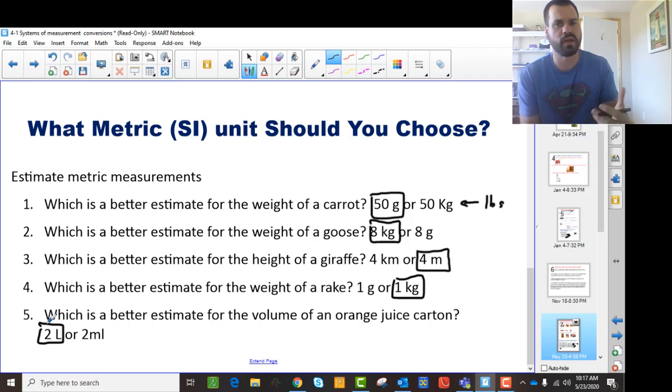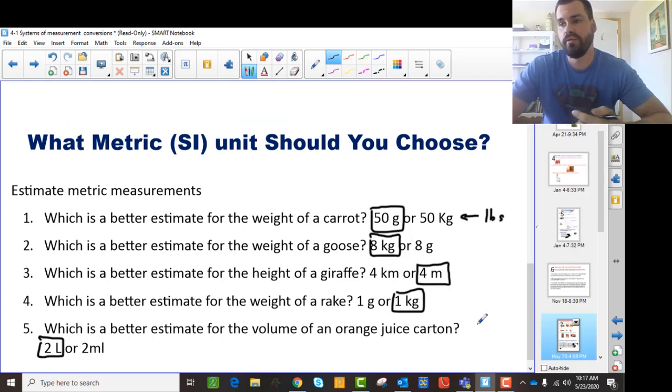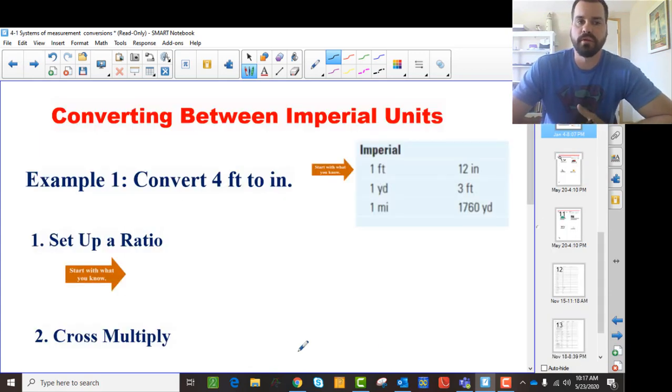And we're pretty used to that one. When you buy them now, it's not exactly 2 liters, but you kind of get the idea. So that just helps you as you think about what unit you are going to use. Now the question is, how do I convert? We're going to talk about converting between imperial units, converting between metric units, and then converting between metric and imperial.